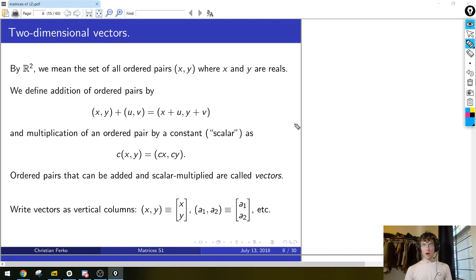Okay, so we're going to go up in dimension, as I hinted at. So instead of functions from R to R, we're going to consider functions from R2 to R2. What do I mean by R2? R2 is the set of all ordered pairs x comma y. So for instance, you could have the point 2 comma 1, which is an element of R2.